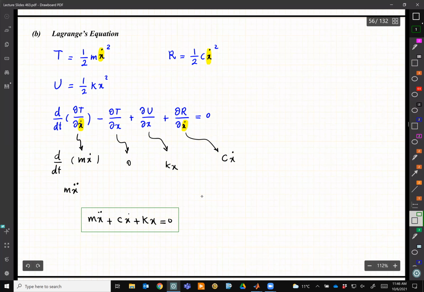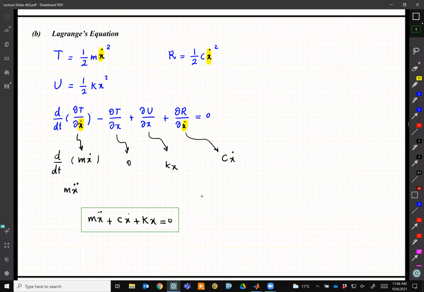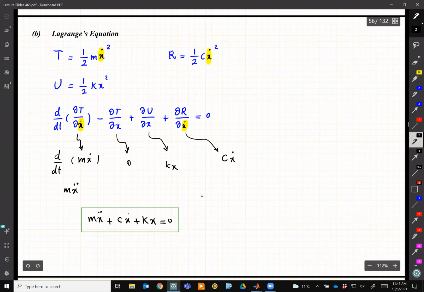Both methods are valid in your exams, or when in the future you solve problems, you can use either of these two. Depending on the problem, there are sometimes advantages in using one of these solutions, but sometimes it's just a personal choice, and there is no rule for which one is better. But usually when drawing free body diagrams is going to be messy, we try to use the Lagrange equation. All right, so far, are we good?